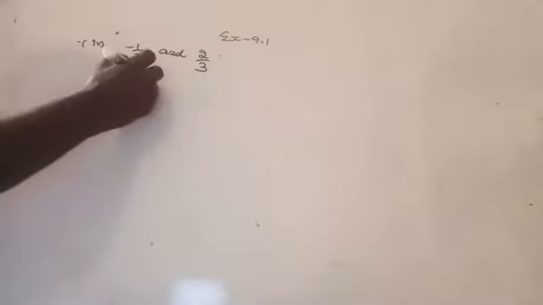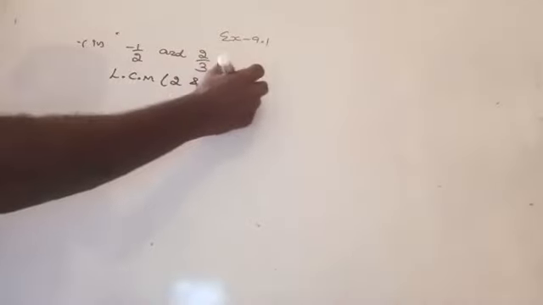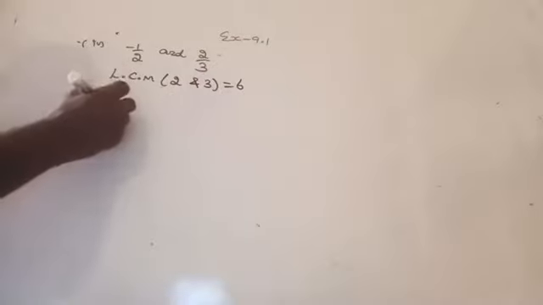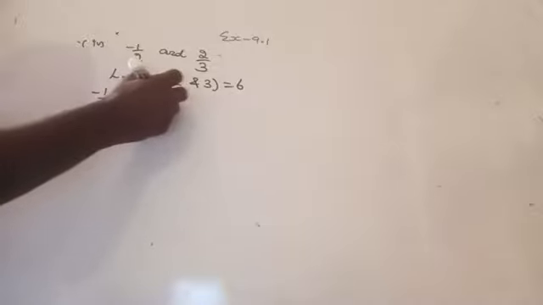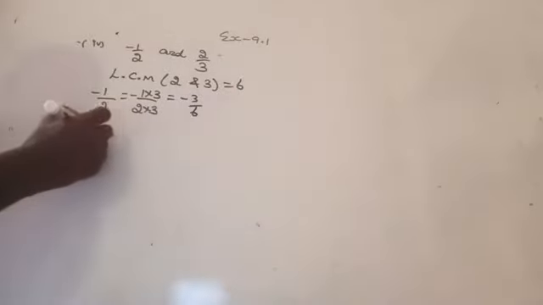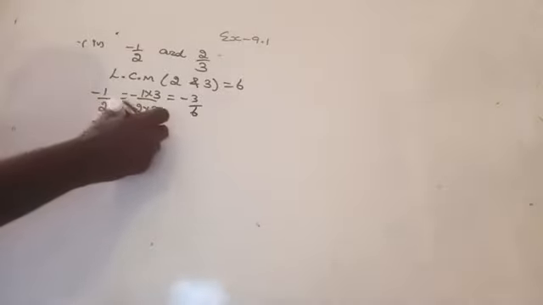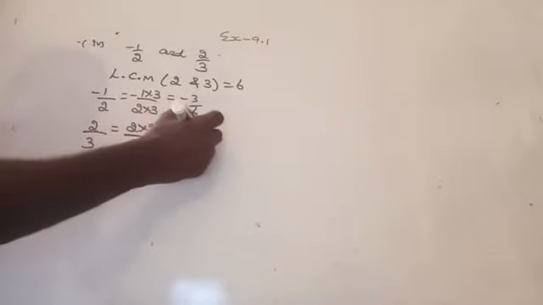So first you have to convert the unlike fractions into like fractions by taking the LCM. What is the LCM of 2 and 3? The LCM of 2 and 3 is 6. So minus 1 by 2 can be written as minus 1 by 2 into 3 by 3, that means minus 3 by 6, which is equal to minus 1 by 2. Then again 2 by 3. What will you do? Multiply by 2 in both numerator and denominator. You will get 4 by 6.